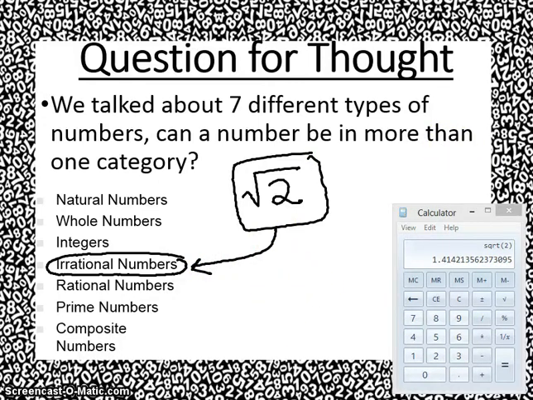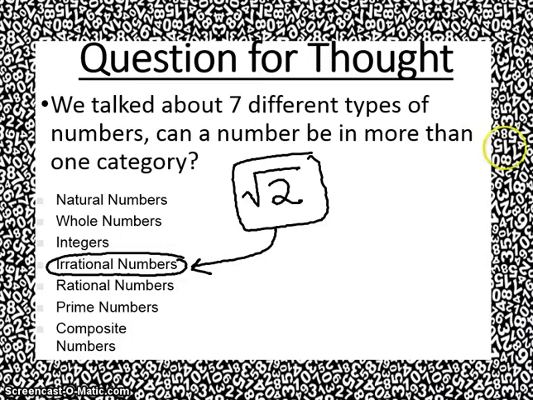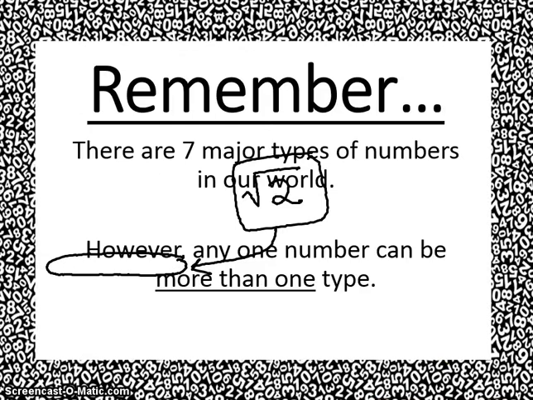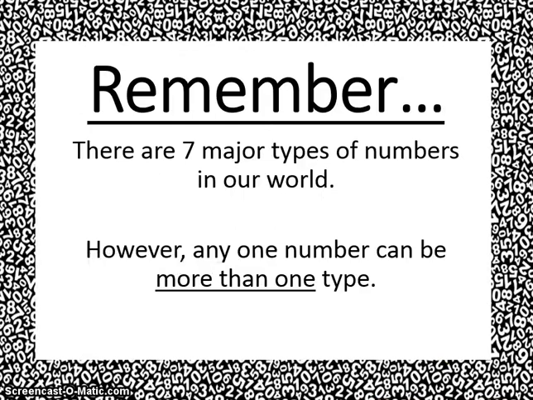So, to summarize, you need to remember there are 7 major types of numbers in our world, and any one number can be more than one type.